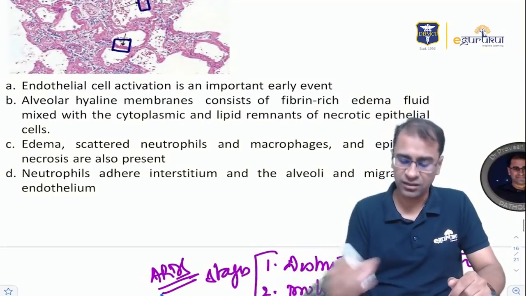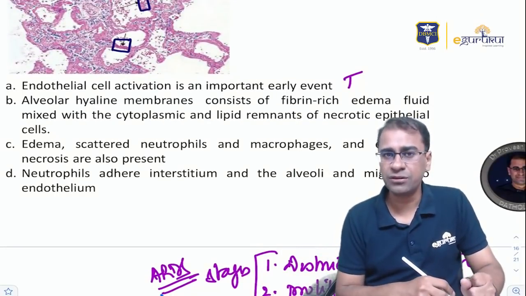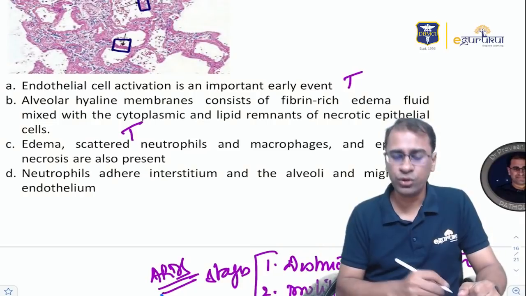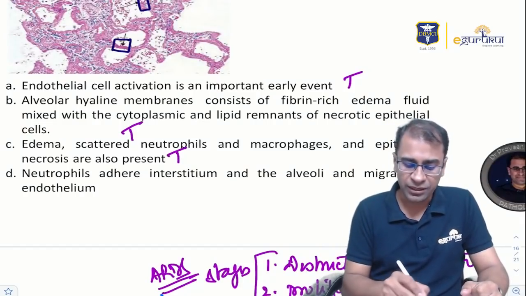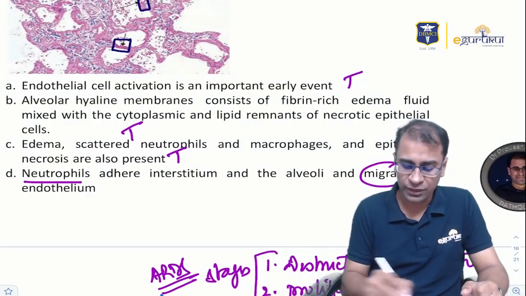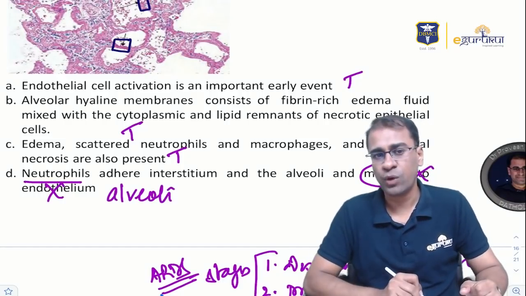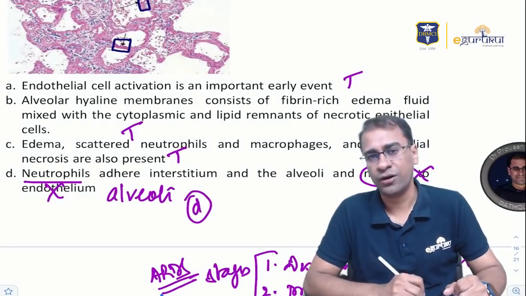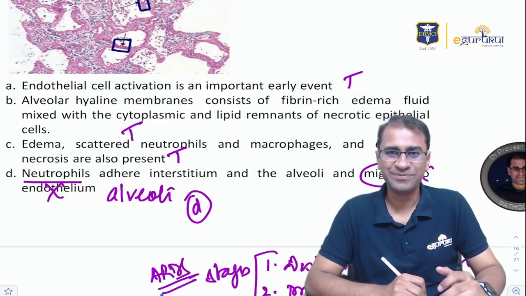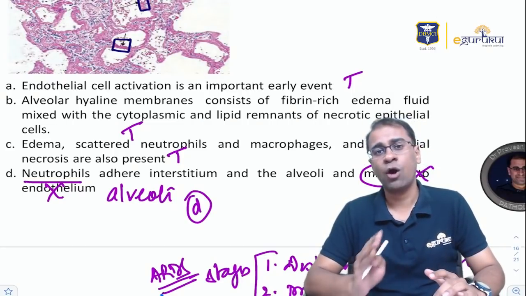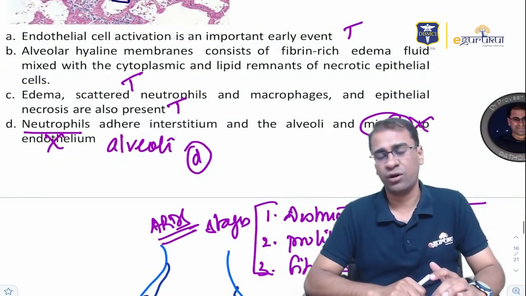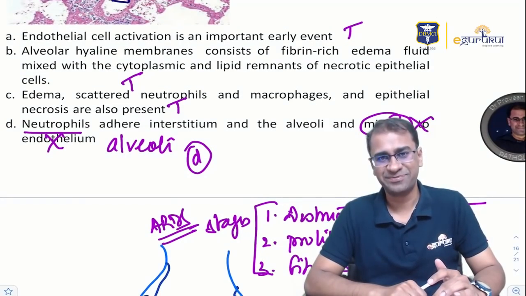Look at this area. Yes, you see endothelial activation, you see hyaline membranes, you see edema, but neutrophils do not migrate to the endothelium, they migrate to the alveoli. So the answer is D, which is not a true statement here. Remember, what you see is a ground glass appearance, and this is hence called hyaline membrane disease.